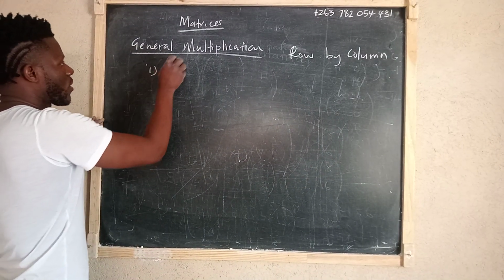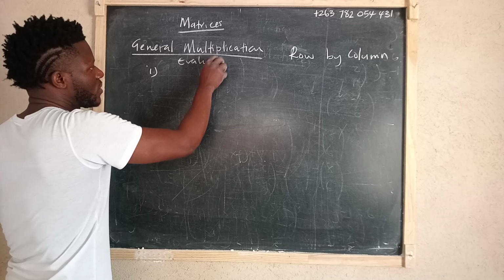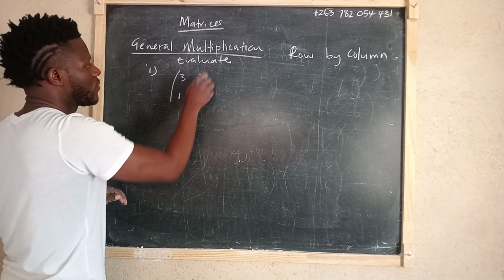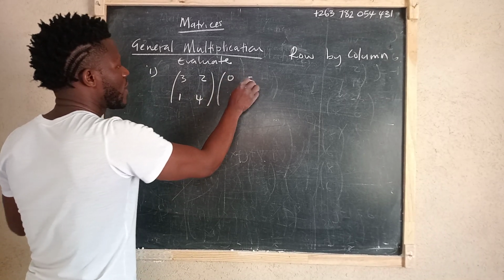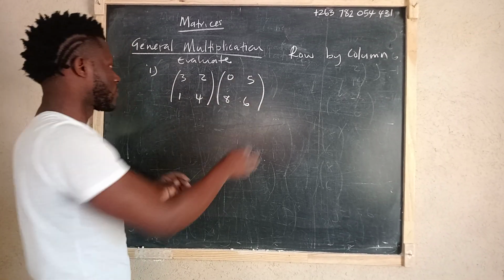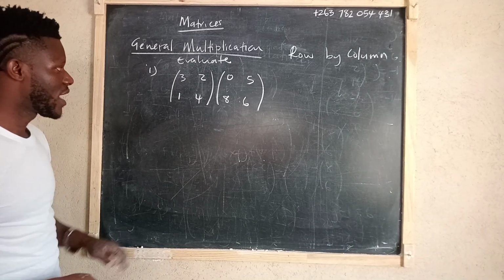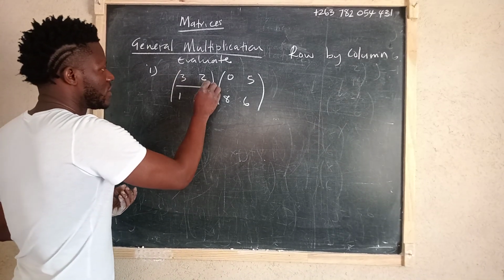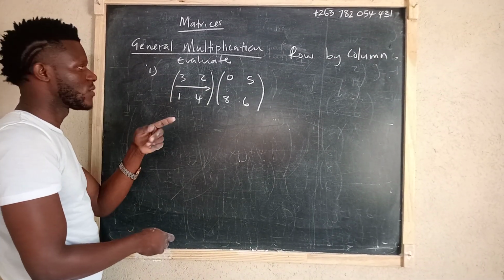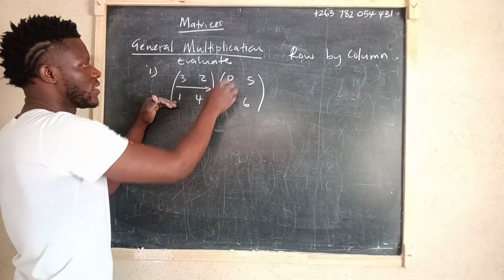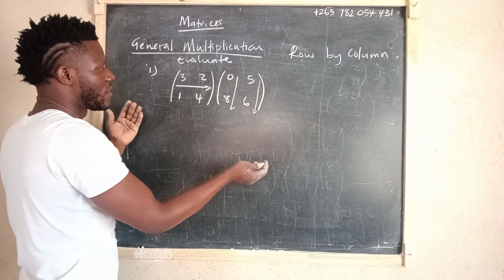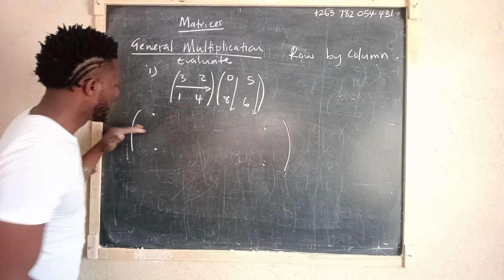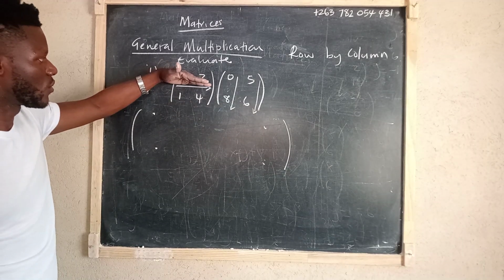Example number 1, you are asked to evaluate or simplify the matrices 3, 2, 1, 4 and 0, 5, 8, 6. Alright, I'm going to multiply these two matrices using the row by column method. You can guide yourself using these arrows. The first matrix will give us rows, then the other matrix will give us columns. Then you sketch the 2 by 2 matrix. In the first row, I'm using the first row.